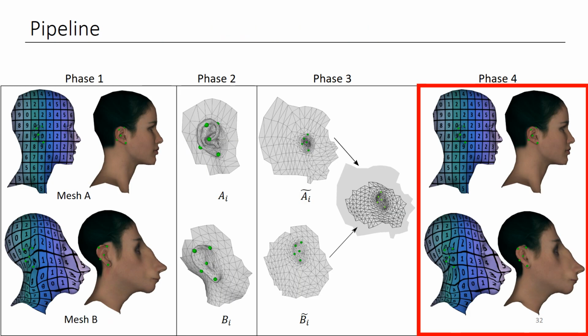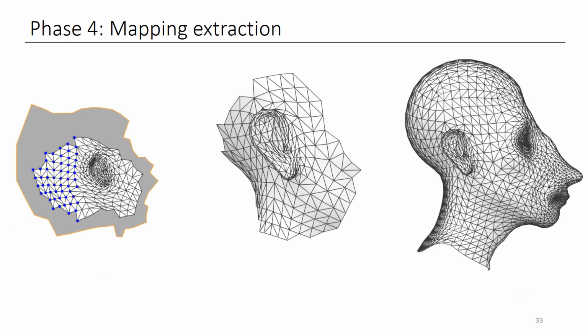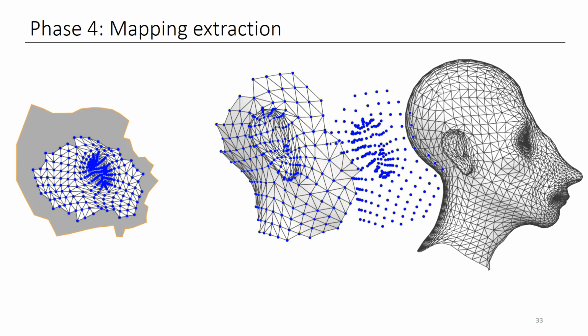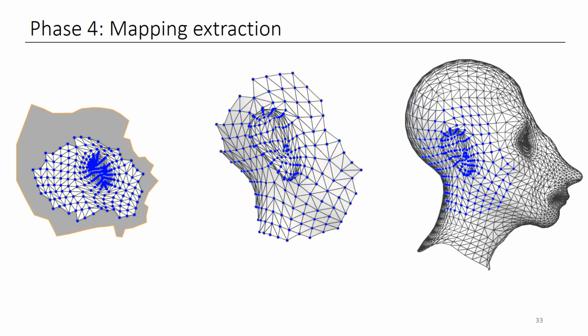In the last phase, we extract the mapping by rebuilding the mapping from the deformed parts. Since the mapping is expressed as body-centric coordinates, it can be transferred to the 3D patch and then to the full mesh. The mapping is extracted as body-centric coordinates from vertices of mesh A to faces of mesh B and vice versa.